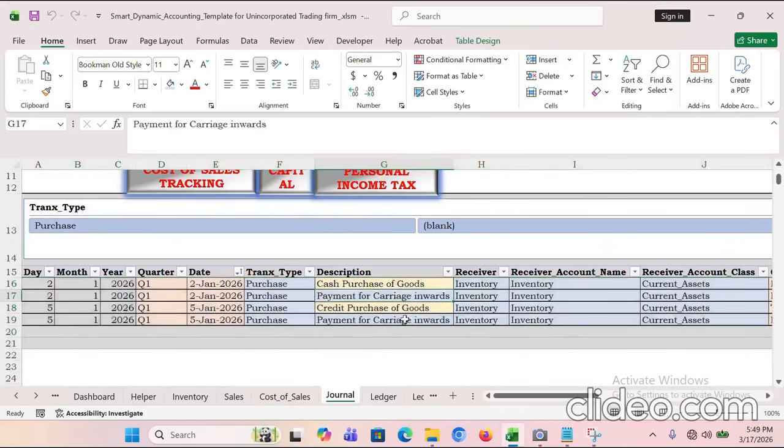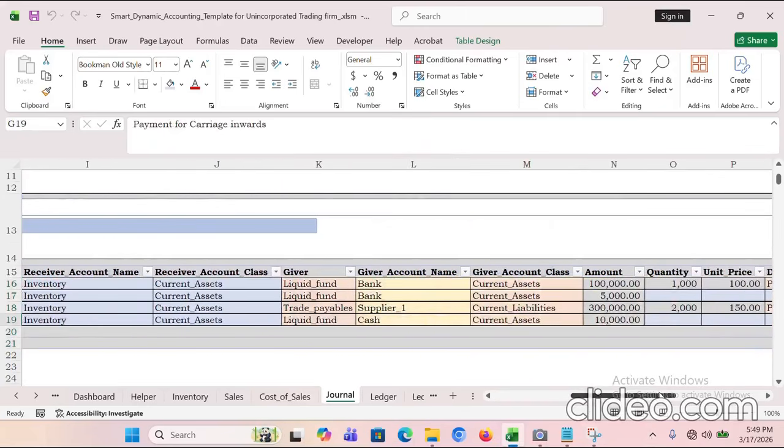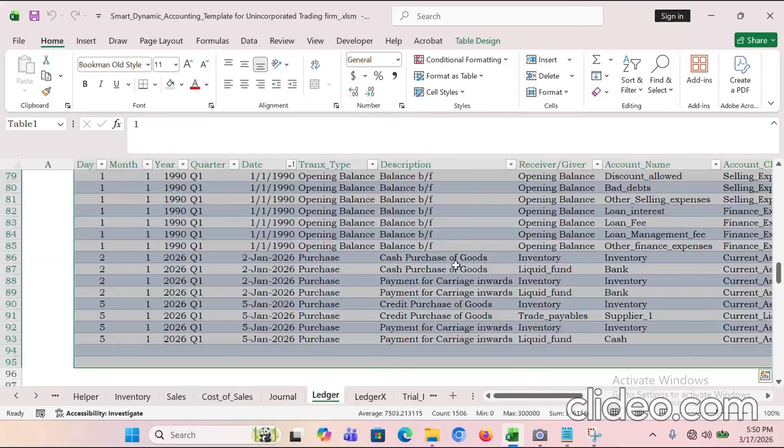The cash purchase, the carriage invoice, the cash purchase, carriage invoice. Let's check the amount whether it corresponds. Yes, this is the 100,000, 1,000 units, 100 naira cost price, 300,000. Okay, so we're good. Let's confirm from the ledger as well. Yep, it was captured as well.